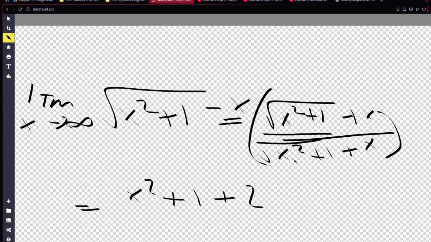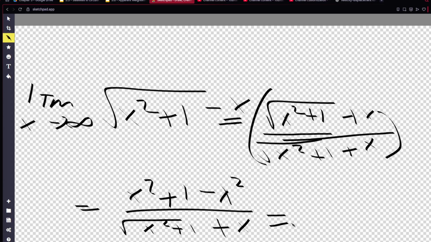Wait, I'm doing math. Oh no, those just cancel out. Yep, those just cancel out, giving us minus x squared, over the square root of x squared plus 1 plus x. And this just becomes 1 over the square root of x squared plus 1 plus x.